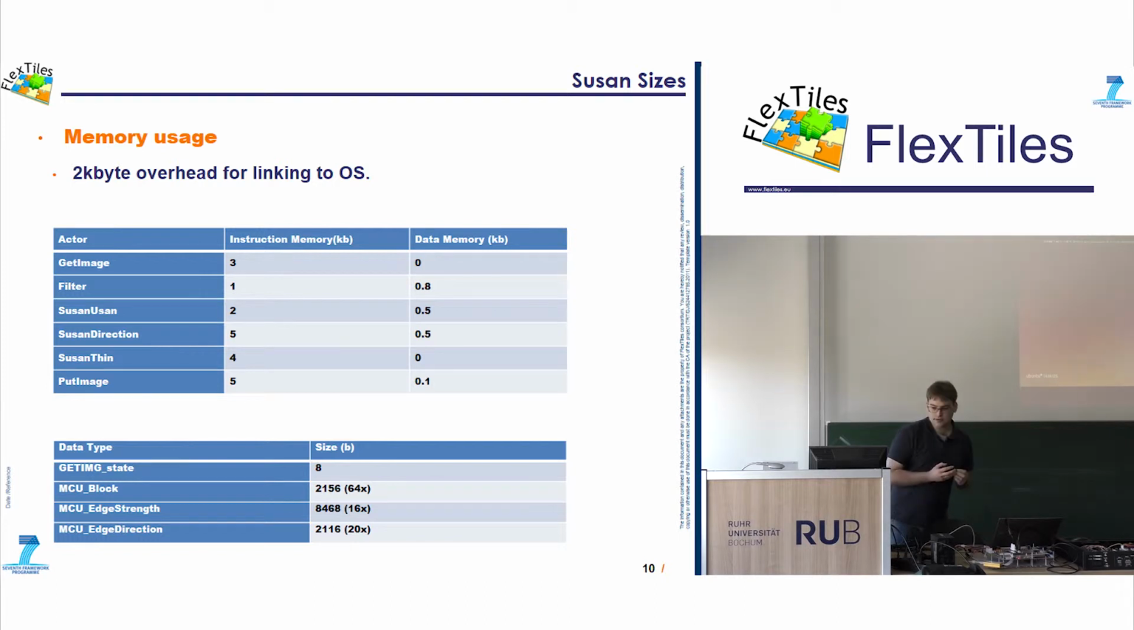So if we take a look at the size of this application, as you can see, all the kernels, the actual computational code, are very small. However, there's quite a lot of data being transferred between the actors. While all the kernels are a couple of kilobytes, we can see in the bottom table that we actually have 64 tokens, so data elements of 2 kilobytes. We have 16 elements of 8 kilobytes. So it's mostly communication intensive.